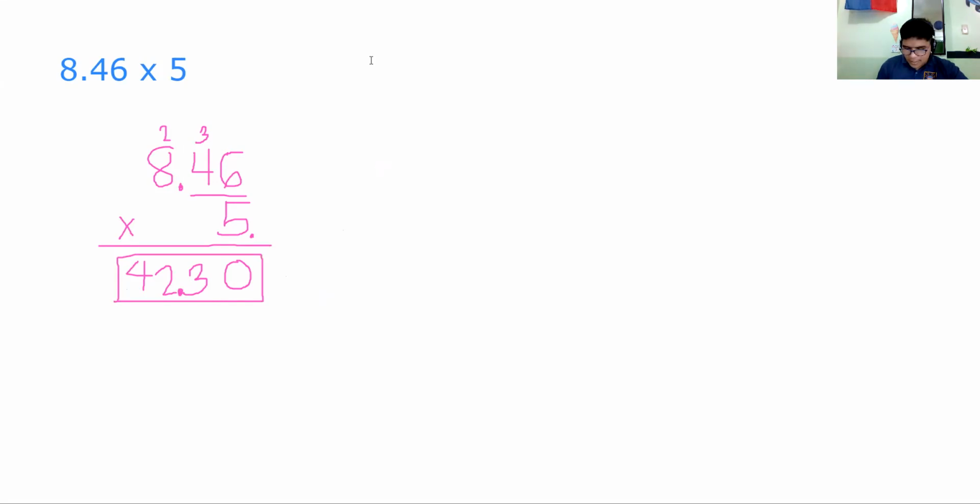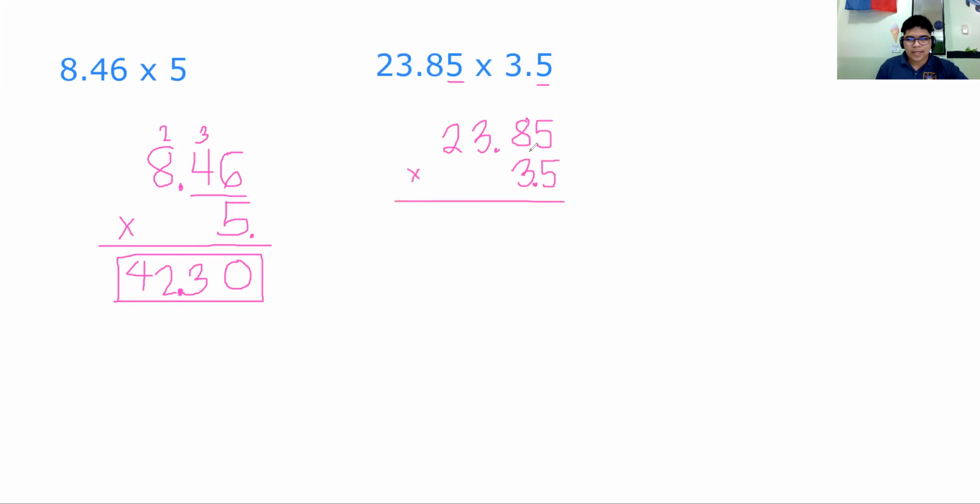Okay, let's have another example. Let's have 23.85. Oh, in this case, both of them have decimal points. Okay, or decimal places. So as usual, we are going to just align the two fives, the last number, 23.85. And then we're going to write here 3.5. Then multiply. Okay, so we're gonna multiply normally first. Okay, again, sa last step lang nagkakaiba. So you see, we're gonna treat this as 2,385 times 35.